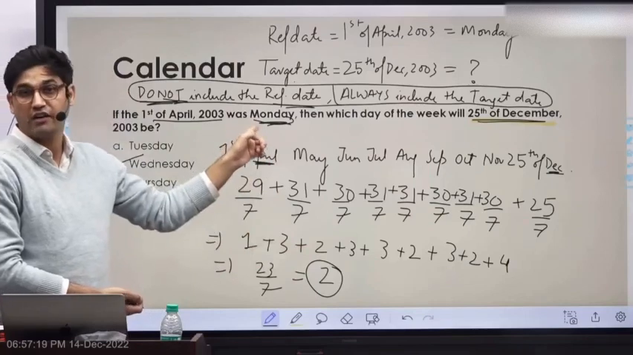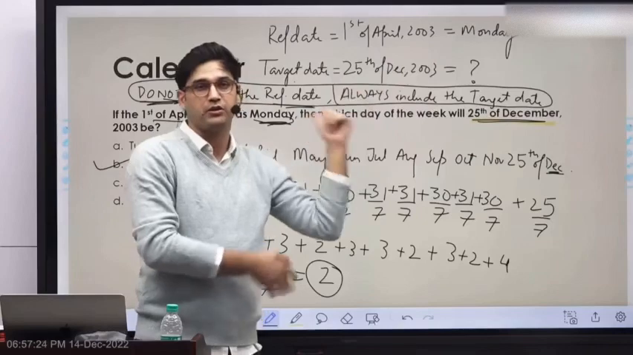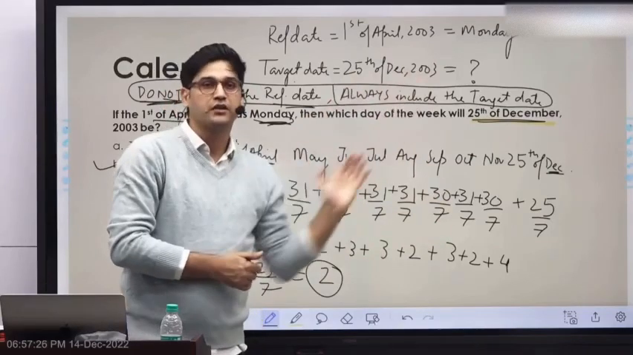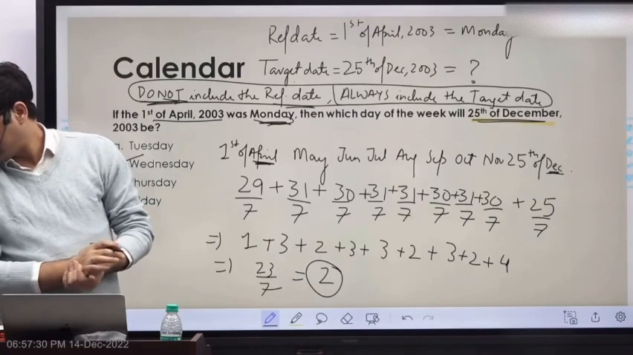Add 2 to it. Why are we adding 2? Because we are moving ahead in time. The target date is futuristic compared to your reference date. Right? Ahead of it. So you'll have to add 2 to it. Is it clear? Why did we divide 23 with 7 again?